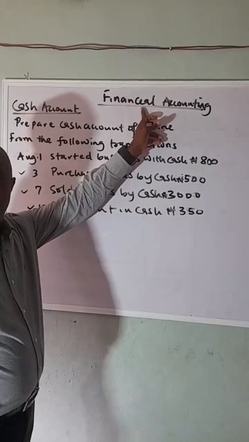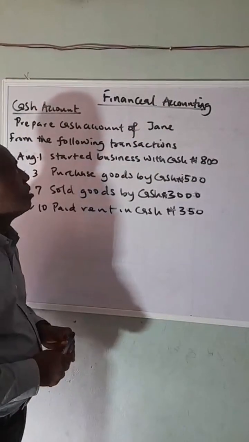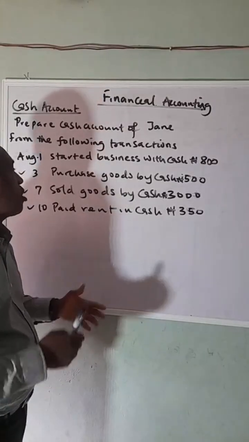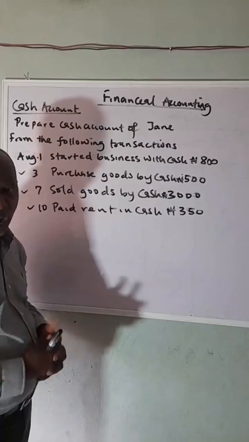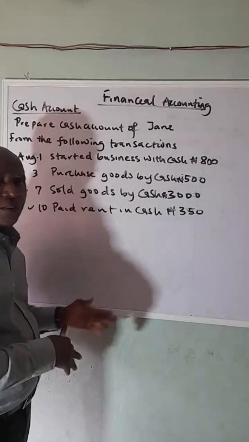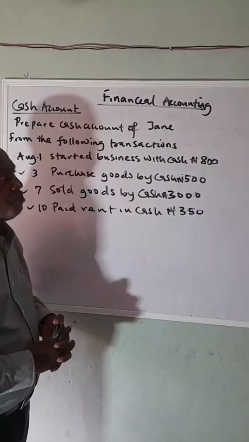Today we are dealing with financial accounting. In this financial accounting, we talked about the double entry principle, that transactions must be recorded twice. For every debit entry, there must be a corresponding credit entry.